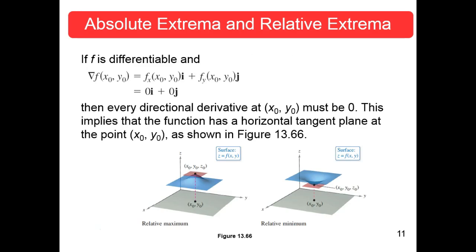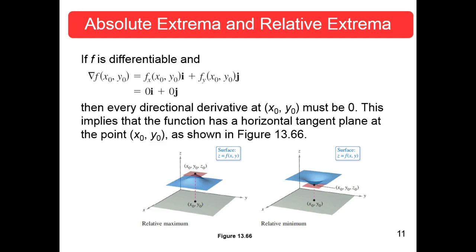So if f is differentiable, then del f, or the gradient of f at x0, y0, would be f sub x at x0, y0 plus f sub y at x0, y0. If f is differentiable, that was the key, then that gradient has to be 0. This is 0, that is 0. Both have to be. Then every directional derivative at x0, y0 must be 0. No matter what direction you go, it must be 0. You're on a peak or a valley, I mean, an absolute valley, and any direction you go must be 0.